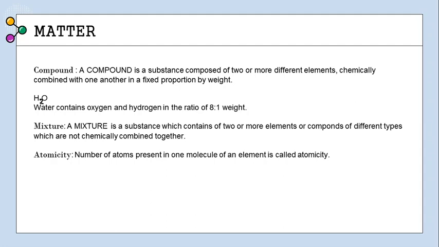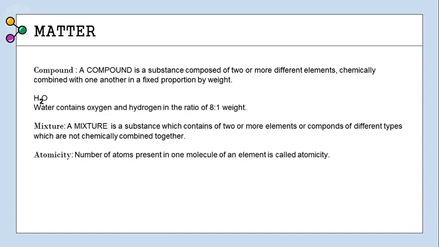Coming to the next one, it's atomicity. The number of atoms present in one molecule of an element is called atomicity. For example, helium has only one atom, so its atomicity is 1. Hydrogen, H2, is a diatomic element having 2 atoms, so its atomicity is 2. O3 is called ozone.